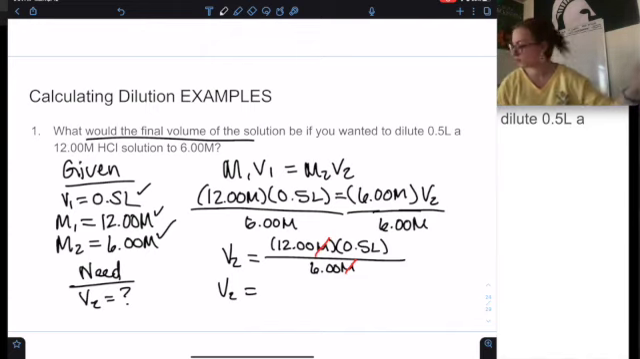And we'll see what we get. So I have 12 times 0.5, which is going to then therefore be divided by 6, which gives me the number 1.